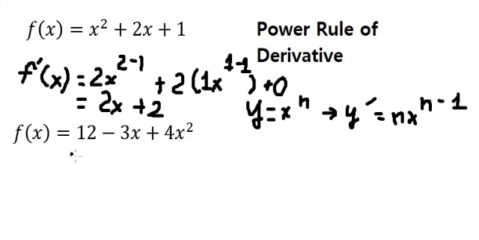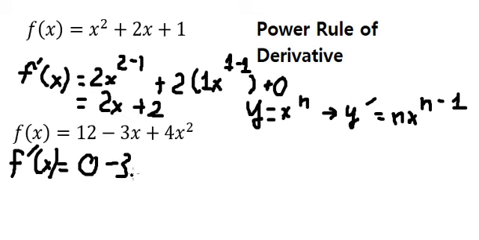Now we do similar for the second one. This one is a constant, so you get number 0. This one, we have number 1. This one, we have 2x.